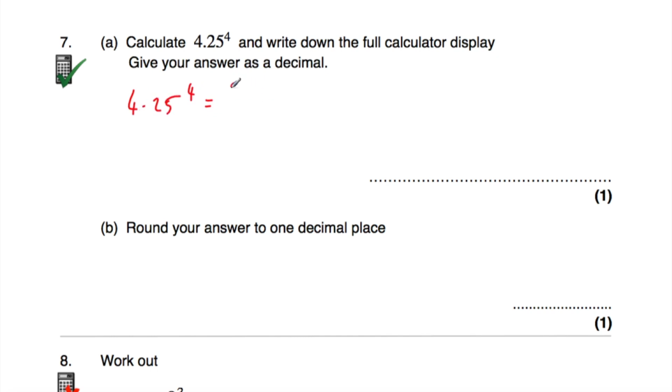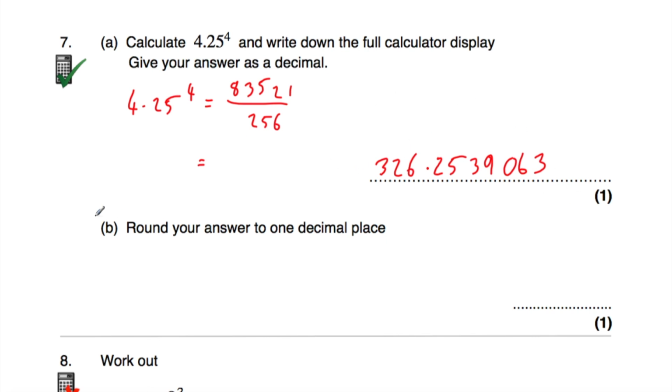Whenever I do that on my calculator, it gives me an answer of 83,521 over 256. Now that's a fraction, so I then need to change that into a decimal, and that would be 326.2539063. And that's it. So 4.25 to the power of 4 as a decimal and as our full calculator display would be this.